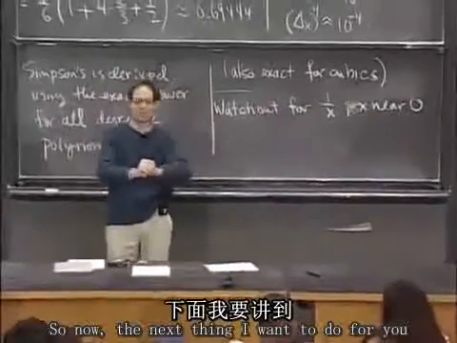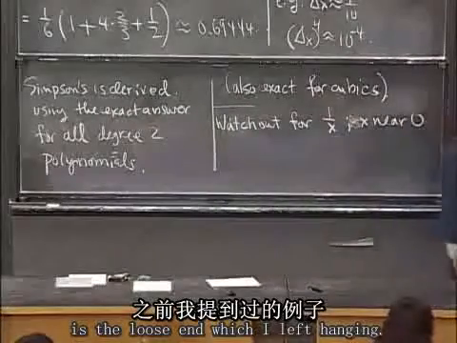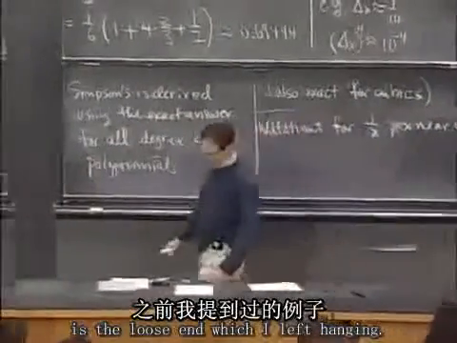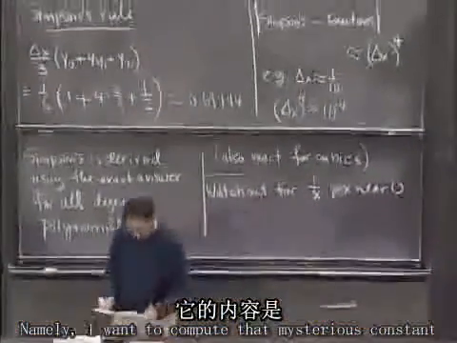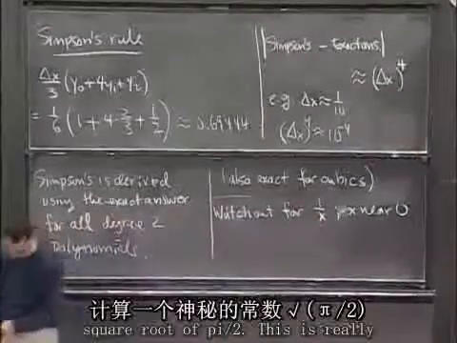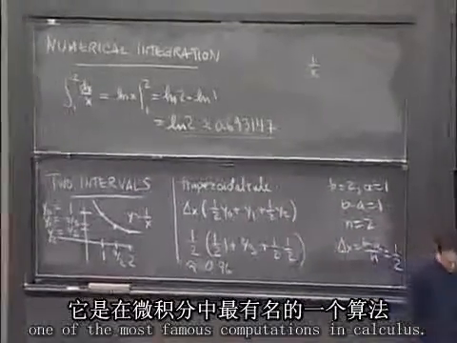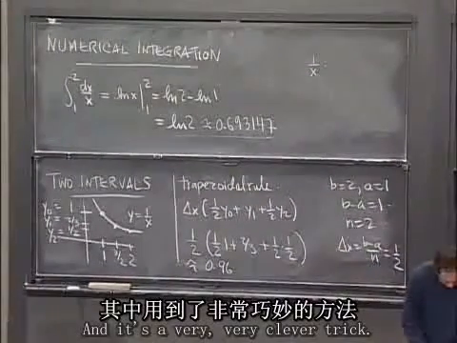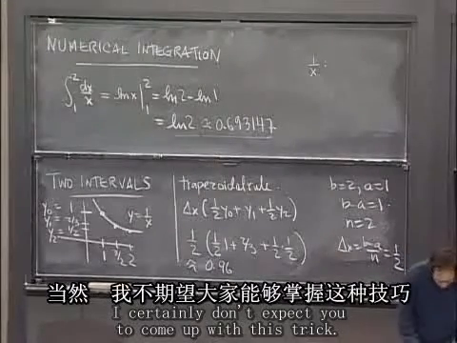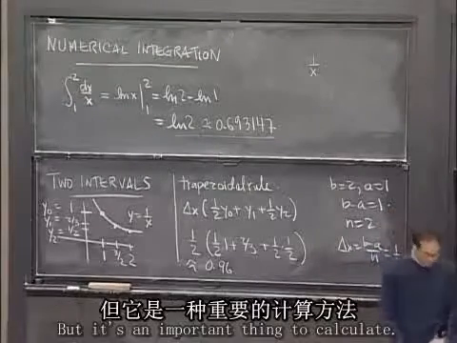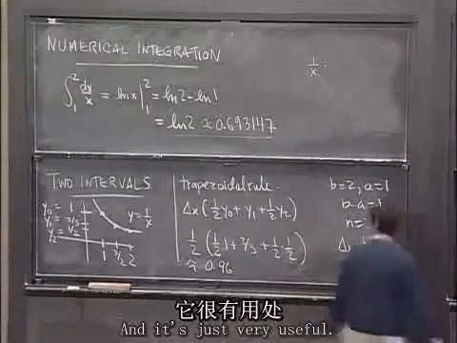So now, the next thing that I want to do for you is the loose end, which I left hanging. Namely, I want to compute that mysterious constant, square root of pi over 2. This is really one of the most famous computations in calculus, and it's a very, very clever trick. I certainly don't expect you to come up with this trick. I certainly wouldn't have myself, but it's an important thing to calculate, and it's very useful.